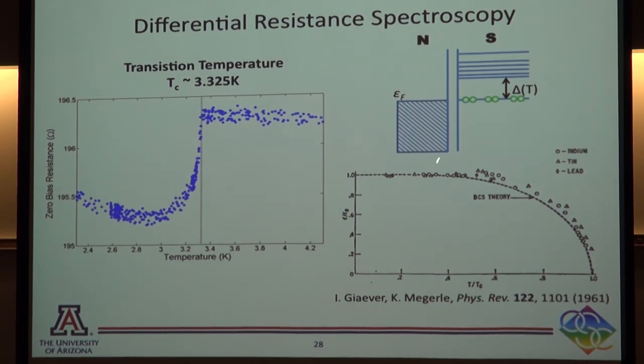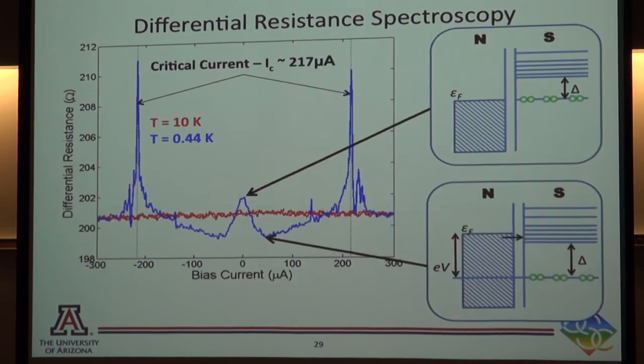zero bias resistance. This is a picture from reference 61, where people were measuring indium by itself. And indeed, we have quite a window where it's well behaved. We don't have to go very cold. Our cryostat only goes to 300 millikelvin, but already at 3.3 kelvin we saw the drop. Then we did the traditional thing, the differential resistance. At 10 K we have a flat line, and we see the proper behavior of tunneling into the creature when we go cold.